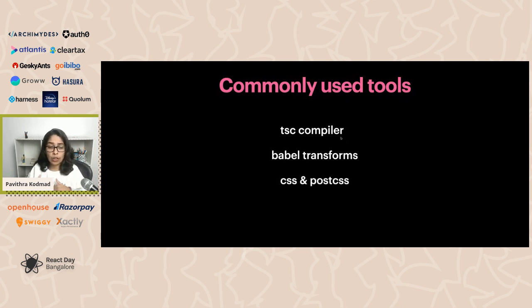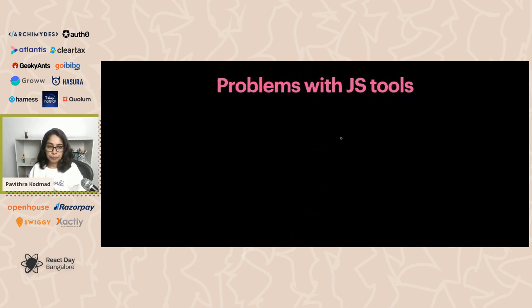To process your CSS, you use CSS modules and PostCSS. To test your code, you use testing tools like Jest, Ava. And finally, you use bundlers because the code you write is not the code you ship. And all of these bundlers act as both a tool to do these tasks and then bundle all of your code ready to be shipped.